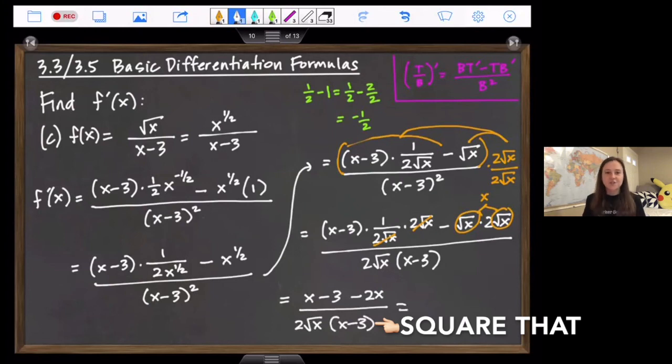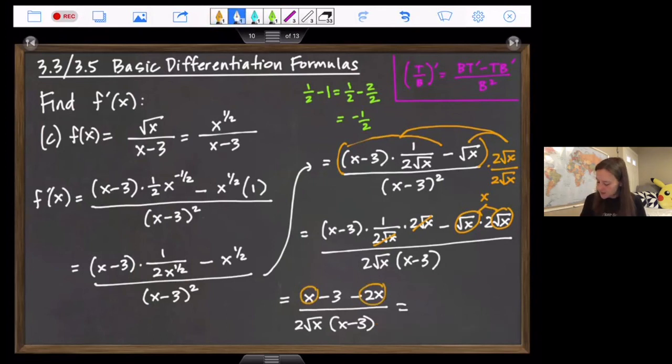And then I can actually simplify these x's in here. I've got an x and a minus 2x. I can combine those to be a negative x. So I've got negative x minus 3 over 2 root x times x minus 3. It's kind of tempting to try to cancel out those x minus 3's, but since the top one has a negative x and the bottom one has a positive x, we can't do any simplification. We're just done with this one.